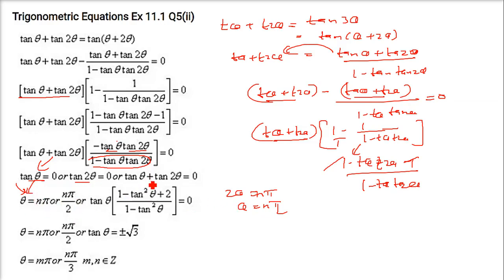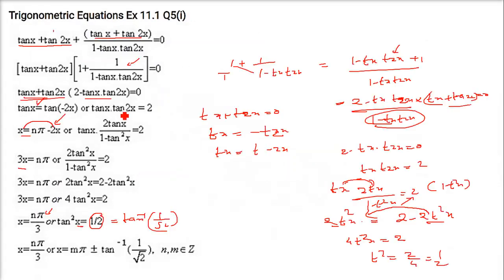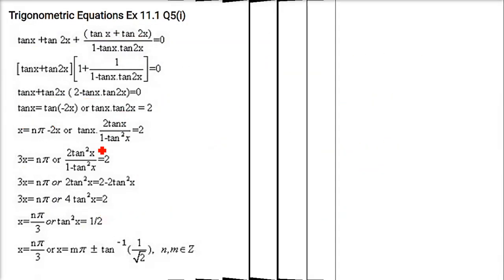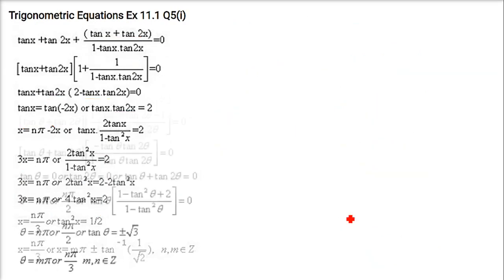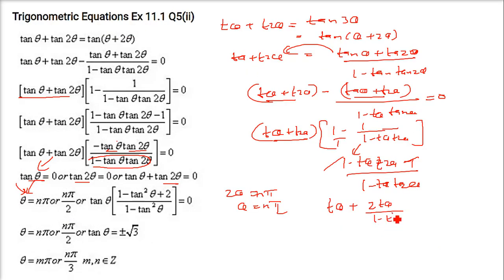And coming here, tan theta plus tan 2 theta. We are applying the formula again: tan 2 theta is 2 tan theta by 1 minus tan square theta. Now take tan theta common from here. What do you get? Tan theta times 1 plus 2 by 1 minus tan square theta.